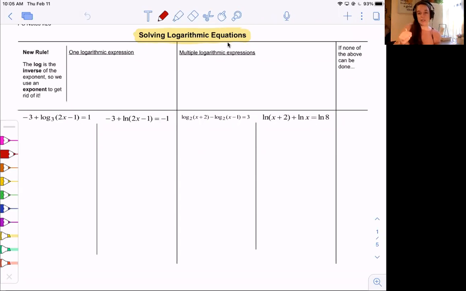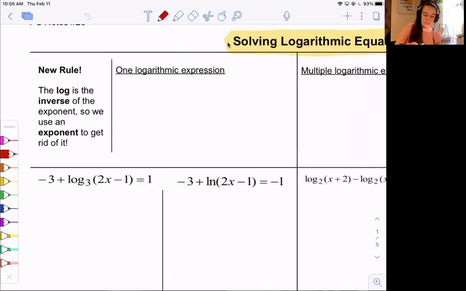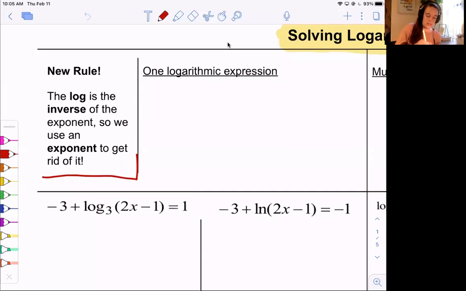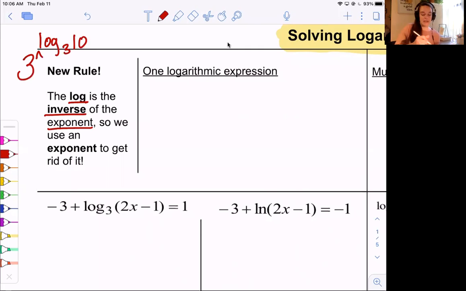Okay, today we are solving logarithmic equations. So this is any equation that has a log in it. Okay, so we're going to be applying our rules of logarithms. And we learned this new rule in our Notice and Wonder today, which is that the log is the inverse of the exponent. So we use an exponent to get rid of it. So if I have a log base 3 of 10, I'm going to use a 3 to the power of that, and they will cancel each other out and leave me with just 10.